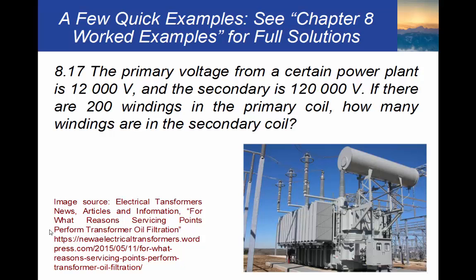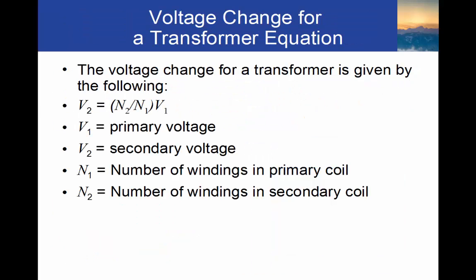All right, let's talk a little bit about transformers. So we have a primary voltage from a certain power plant at 12,000 volts and a secondary at 120,000 volts. And we know that the primary has 200 windings. We want to know how many windings are in the secondary coil.